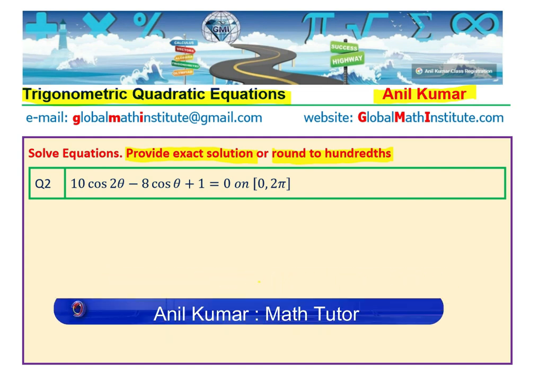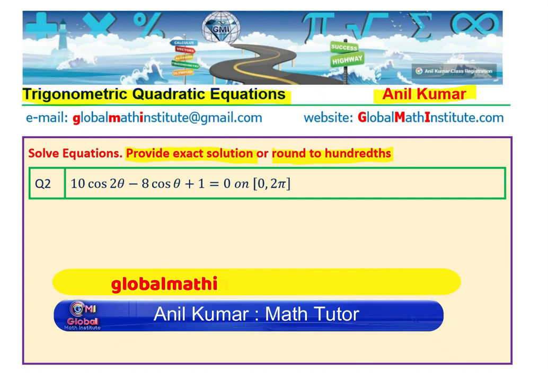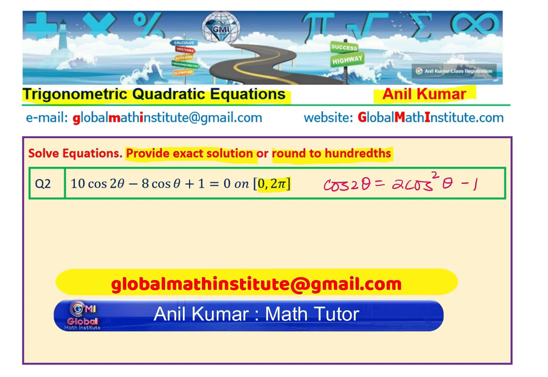Question 2: 10 cos 2 theta minus 8 cos theta plus 1 equals 0 on the interval 0 to 2 pi. So let's see how we solve it. When we talk about cos 2 theta, it reminds us of three different formulae. However, we have minus 8 cos theta. That means we should write cos 2 theta as what? Definitely 2 cos square theta minus 1. Makes sense, right? So let's begin the solution now.